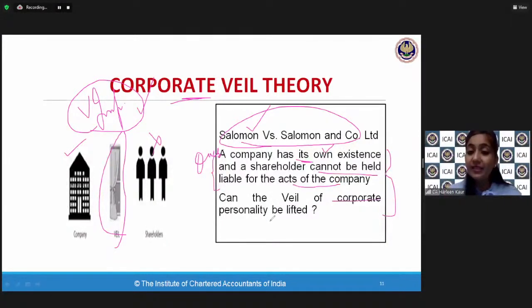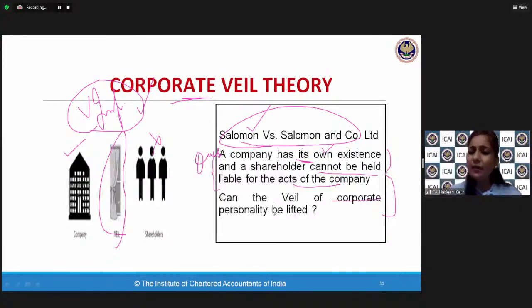So if you get such a question, number one, you will write down that this topic relates to corporate veil theory. The separate legal entity concept is given under the company's features, which means shareholders are different, company is different. There is a veil between company and shareholders, which makes it clear that a shareholder will not be held liable for the actions of the company. Also, the property of the company belongs to the company and the property of the shareholders belongs to them only. We are not liable for each other.